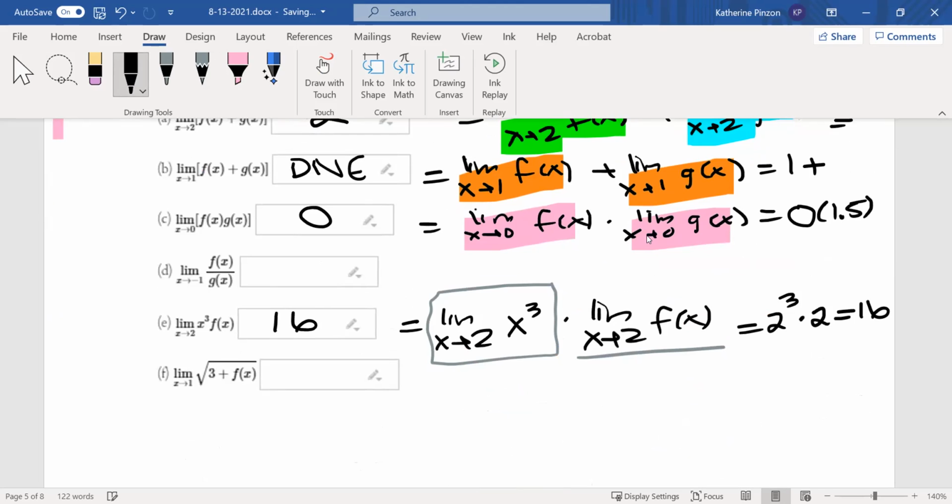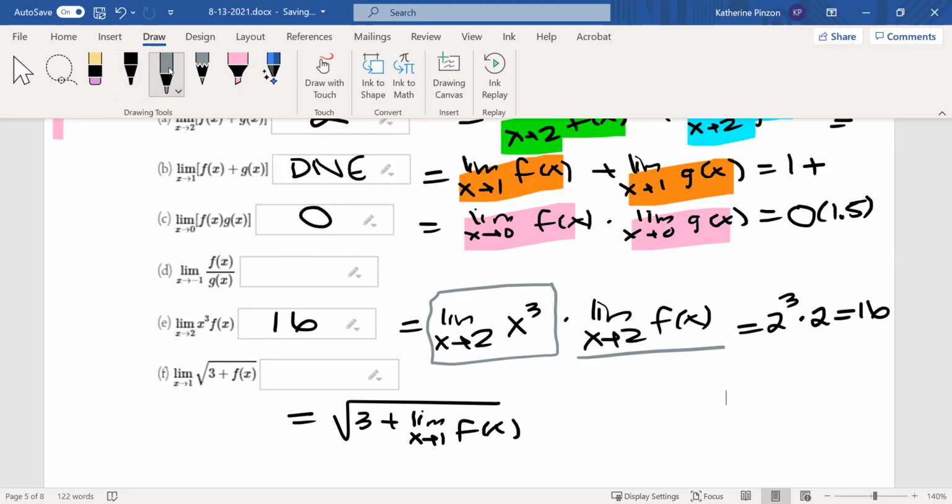Because this guy didn't have any f's or g's in him, so I just plugged 2 in for the x. Same thing with this guy. This 3 doesn't have any f's or g's in it, so I'm just going to use the 3, right? This guy's going to be square root 3 plus limit as x goes to 1 of f of x.